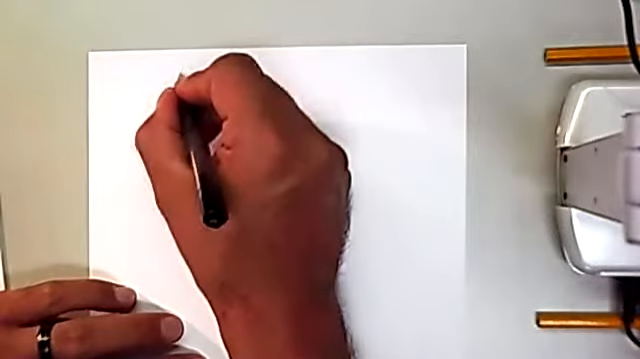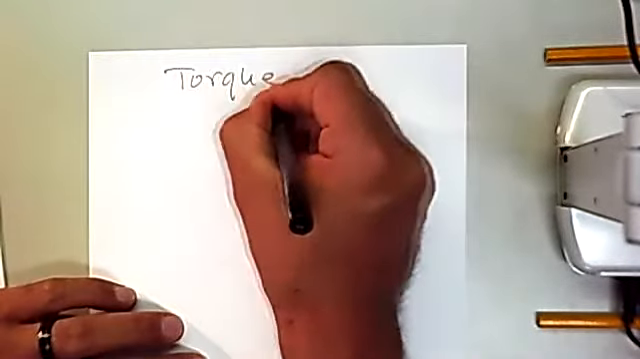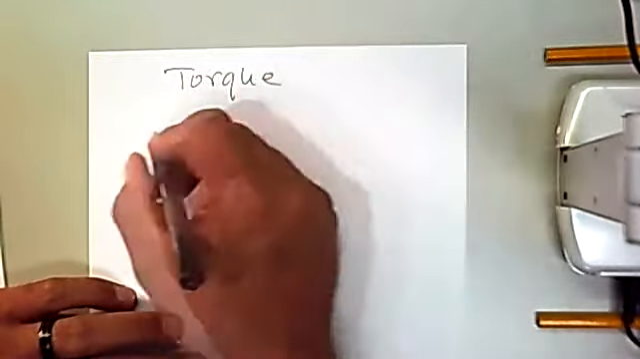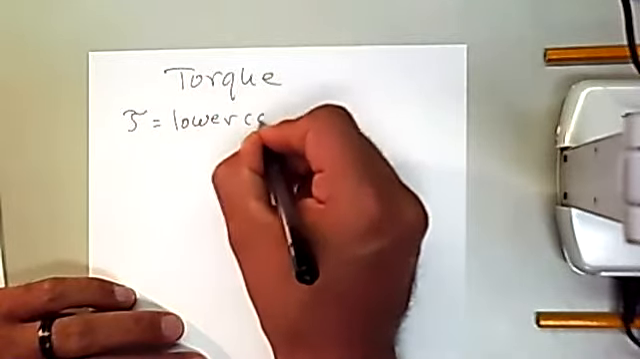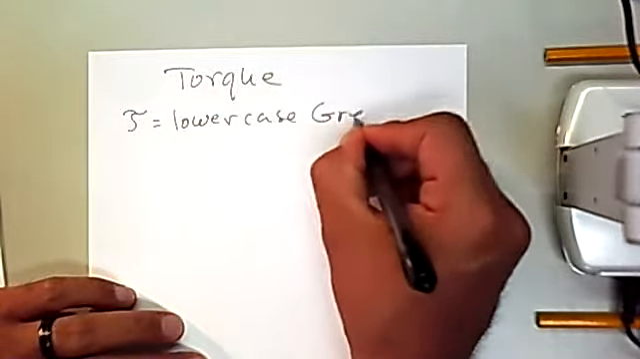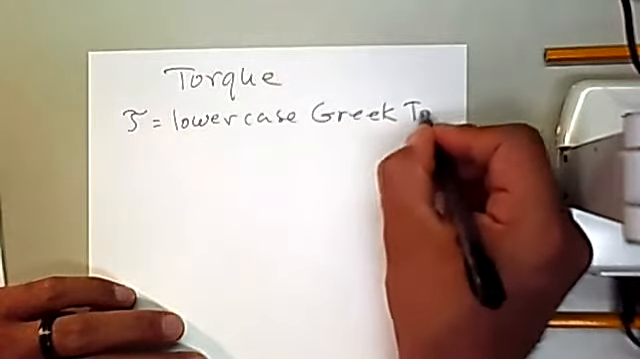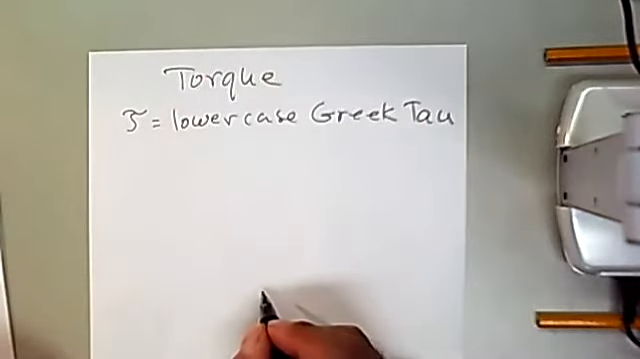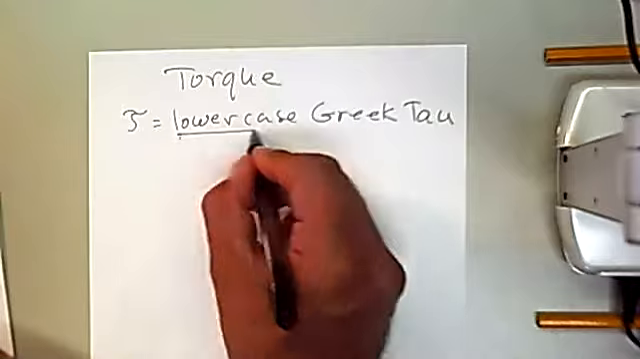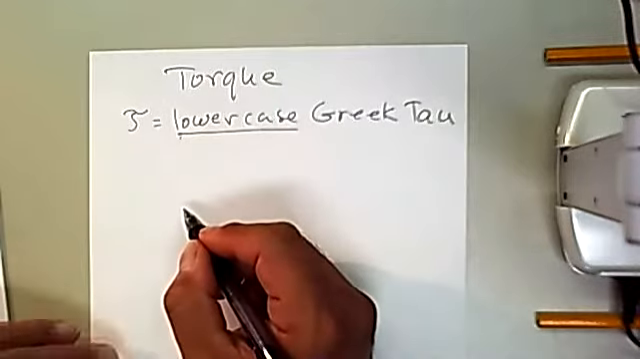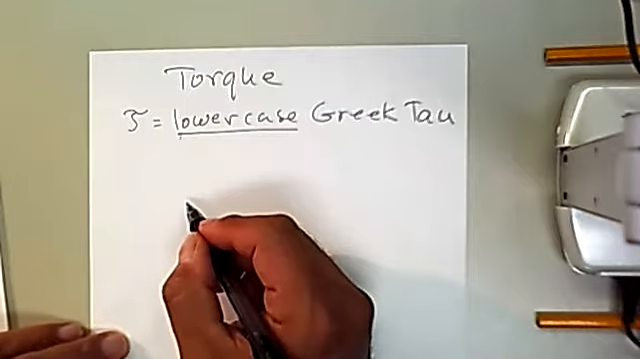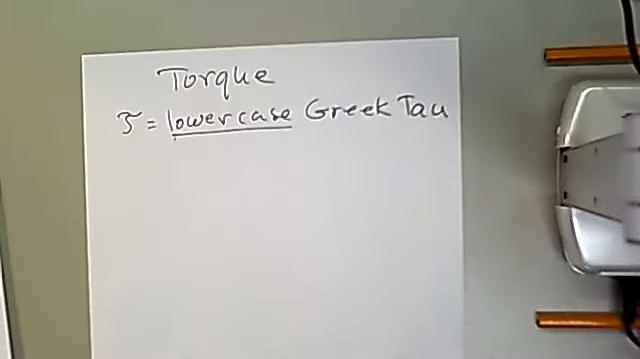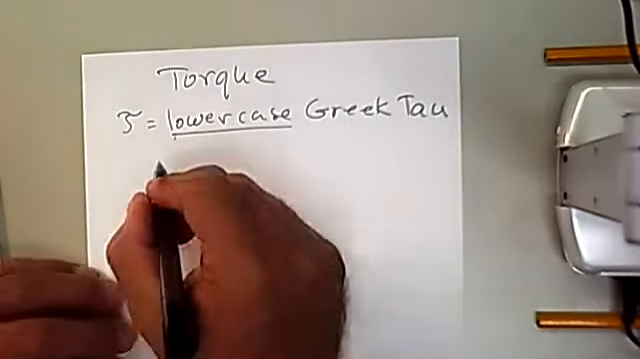Let's talk about torque. For torque, we use the lowercase Greek tau. That's the name of the letter. And again, it's a lowercase, it's not an uppercase tau. And torque measures a rotational force.